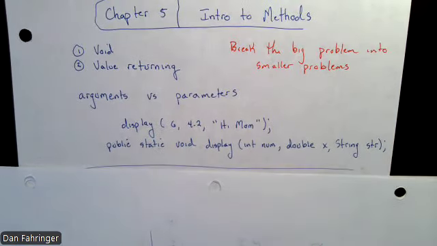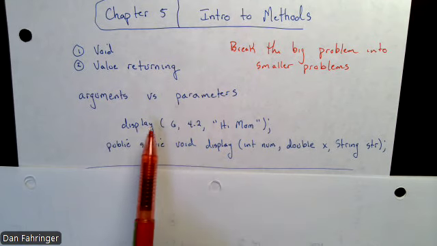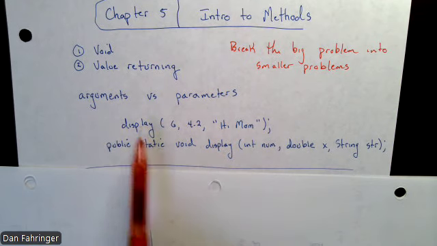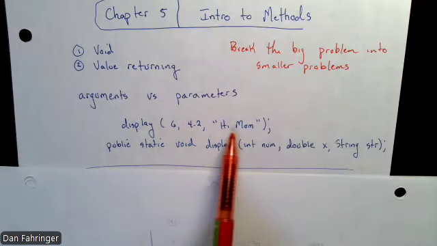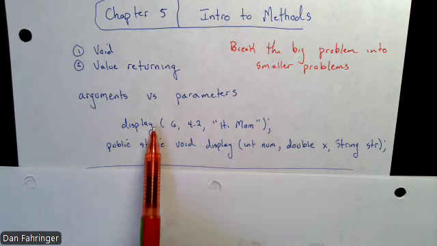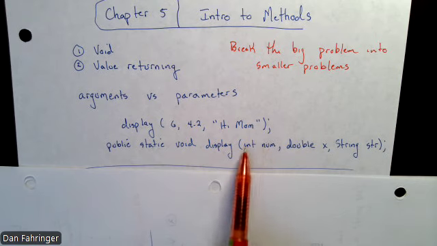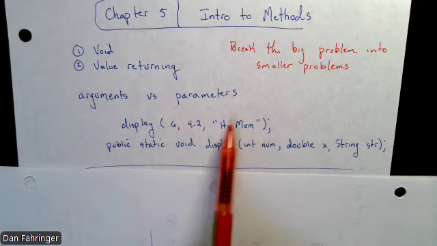Inside of that, a big important concept is to be able to distinguish between an argument and a parameter. This method display, there's no equals over here. So this is that void method, and I have 3 arguments. 6, 4.2, hi mom. So this is probably somewhere in the main where I'm calling this block of code. What am I sending over? Well, this argument 6 is an integer. It goes to an integer. 4.2 is a double. It goes to the double, and hi mom goes to str.